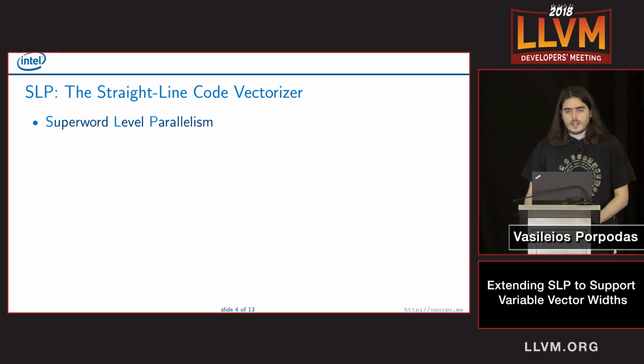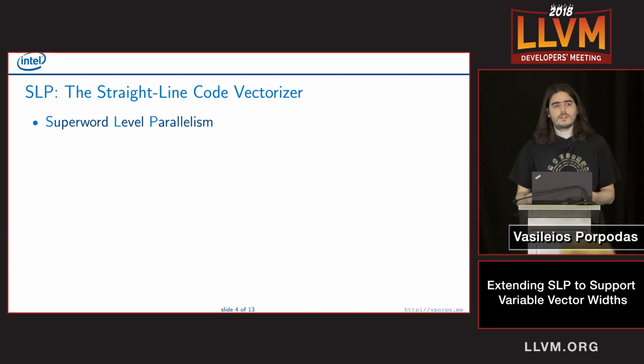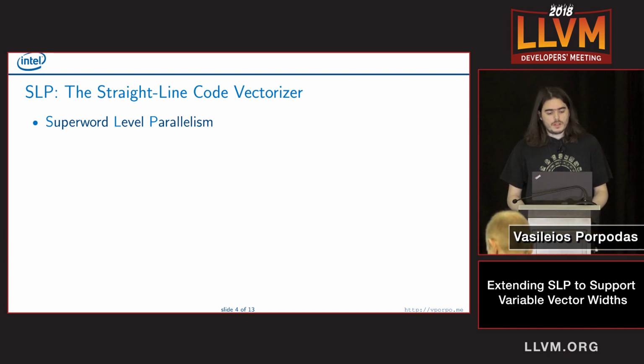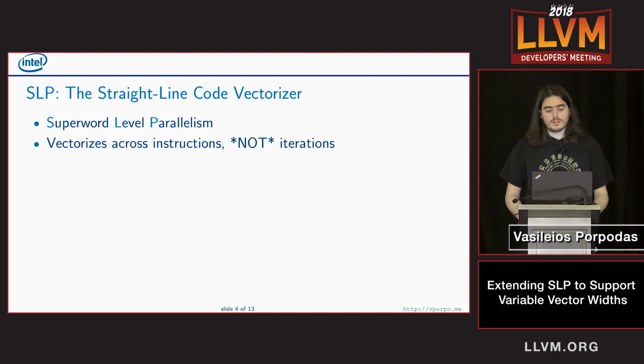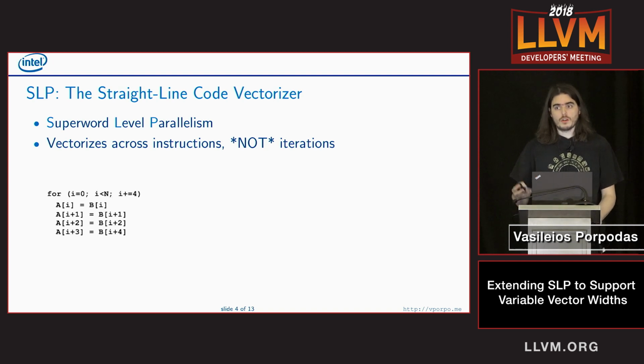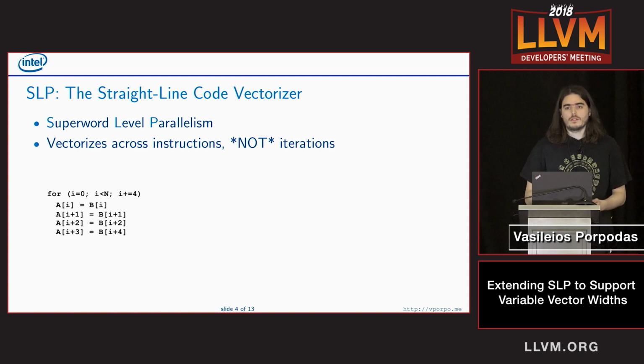SLP is LLVM's second vectorizer, and its job is to vectorize straight line code. SLP is an acronym. It stands for Superword Level Parallelism. This acronym was introduced in the original SLP paper, and the term has actually caught on. SLP is different from the loop vectorizer. It's not vectorizing across iterations, it's actually vectorizing across instructions.